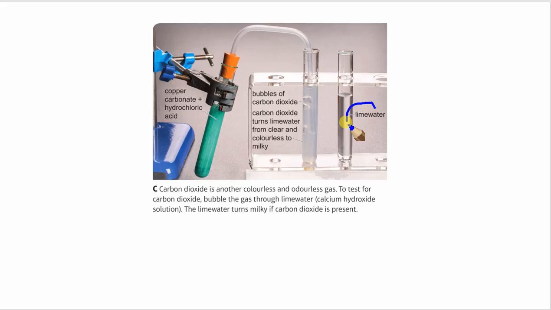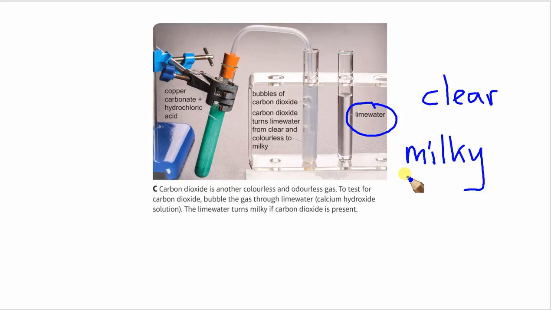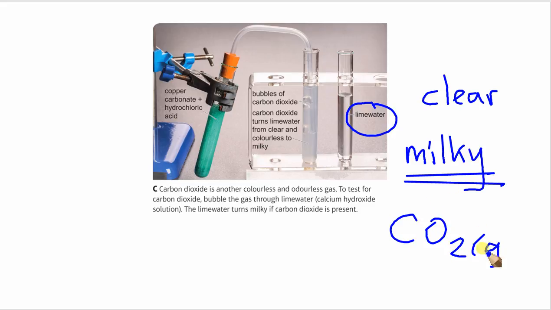Now the lime water begins as a clear solution, but after a few minutes, or even less than that, we see the lime water starts to go cloudy, and the correct descriptive word that's commonly used here is we say the lime water turns milky. So lime water turning milky is a positive test for the gas carbon dioxide.